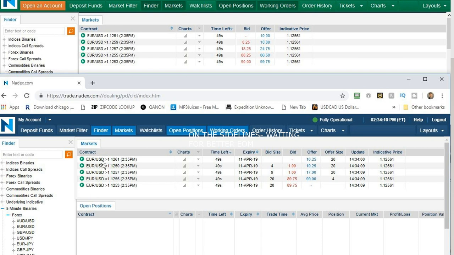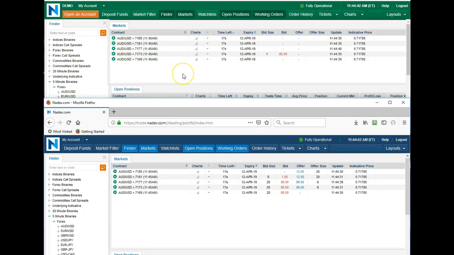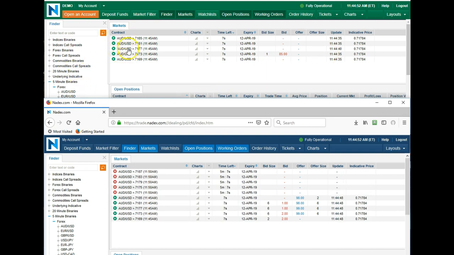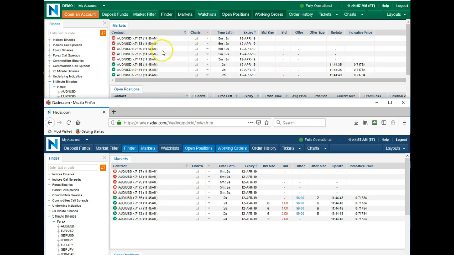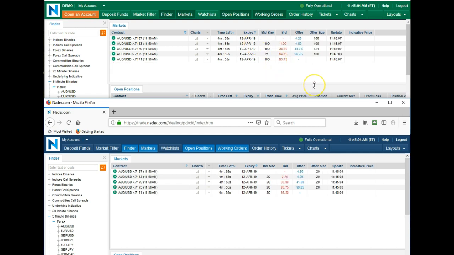Okay. So let's take a look at some live action, and we will go ahead and switch over to that. One second. Okay, so here we are. What I have here is a demo account, and I'm comparing it to an actual account. What we're looking at is the bid and the offers. We're looking at identical pairs here, the Aussie USD and the Aussie USD down over here. These are both 5-minute binaries for Forex. And we're going to compare the bid and the offers just to see how close they really are.